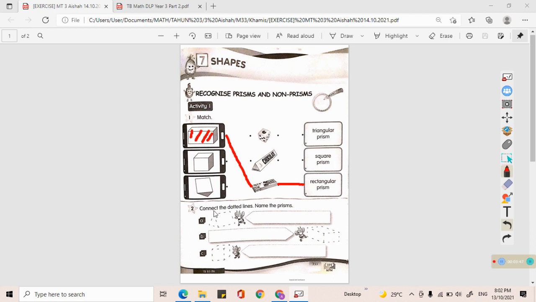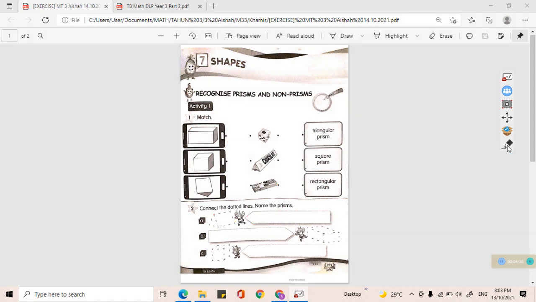Right? And then the second activity, connect the dotted lines and name the prisms. Okay, example A. Connect the dotted lines, so you have to use your ruler. You have to connect all these dotted lines and state the name. Okay, what is the name of this prism? Triangular prism. Okay, very good. So you have to write the name here. Triangular prism, because it has the shape of a triangle. All right. So next.